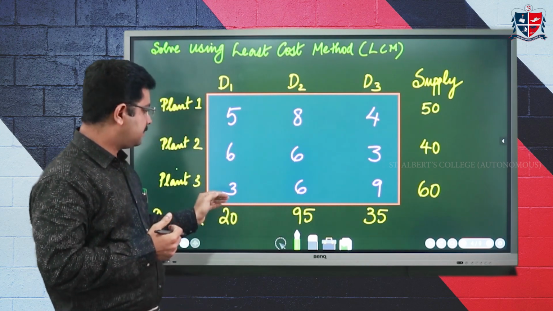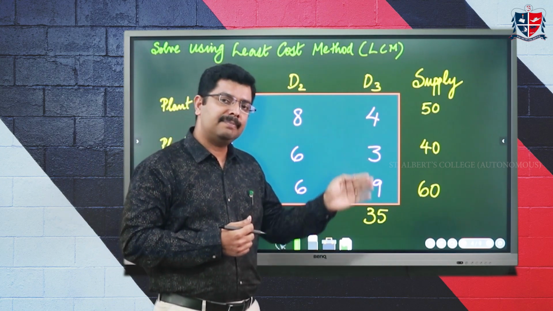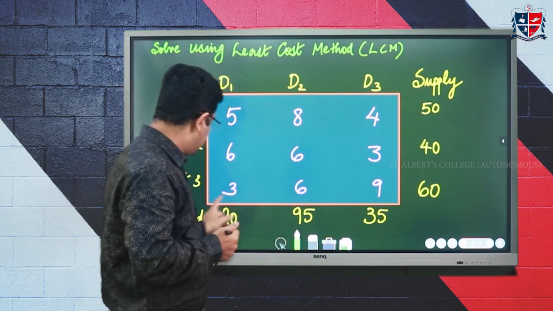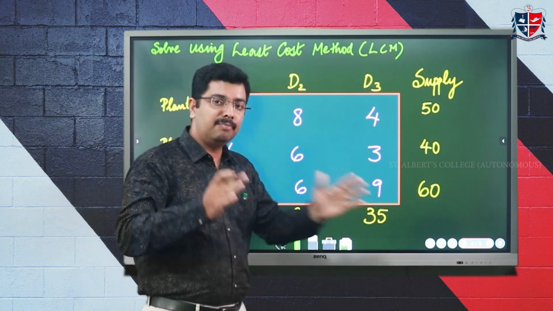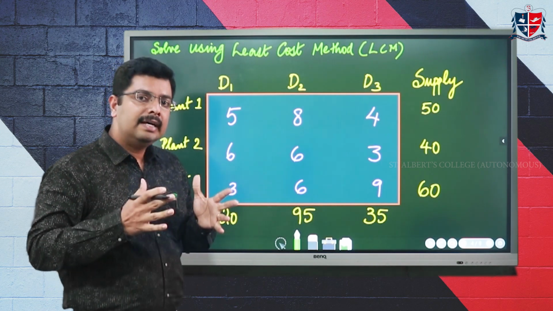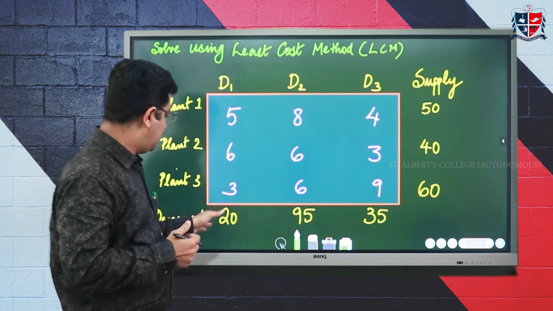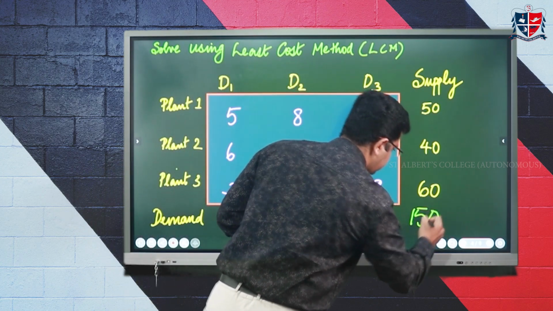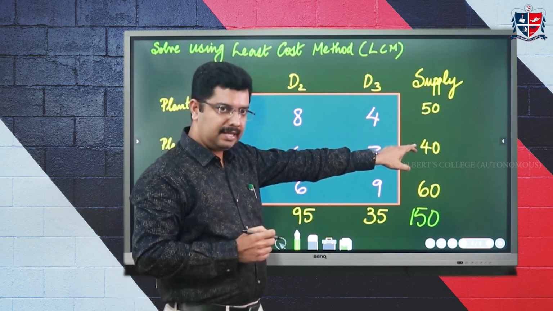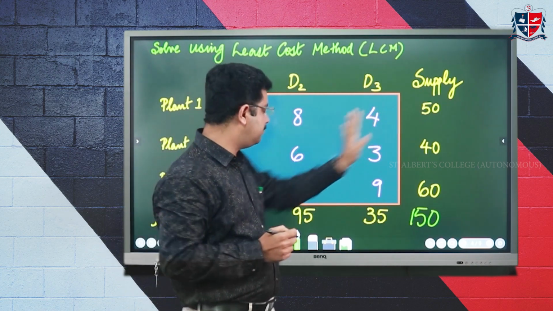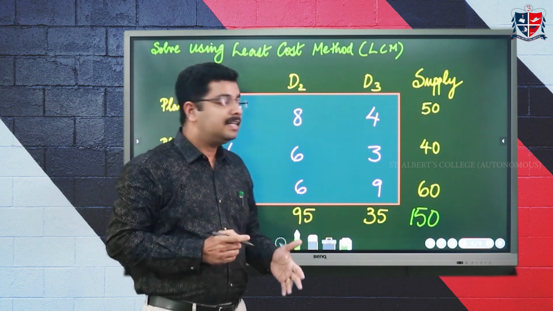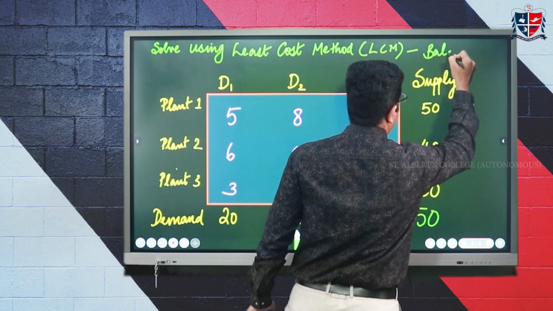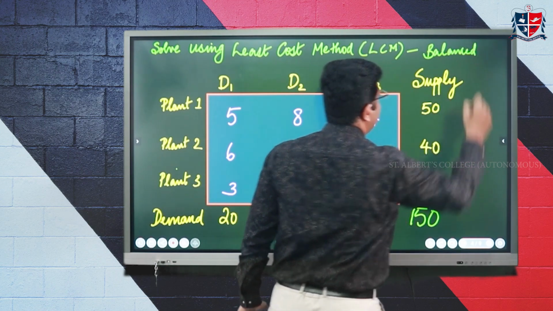Now, the first step is to understand whether this is a balanced or an unbalanced problem. For that, you just add the demand and supply. If both are matching, it is going to be a balanced problem. Now, 20 plus 95 plus 35 is 150. Similarly, 60 plus 40 is 100, 100 plus 50 is 150. So demand and supply are matching, which means this is a balanced problem.